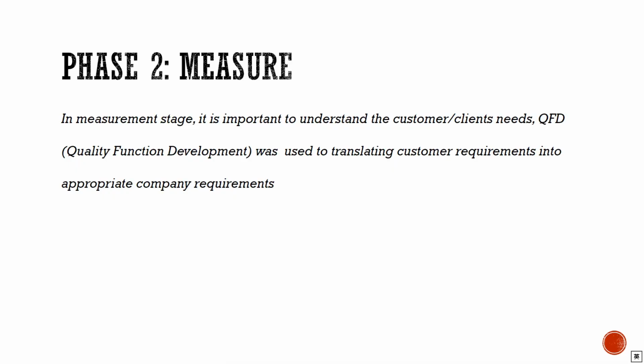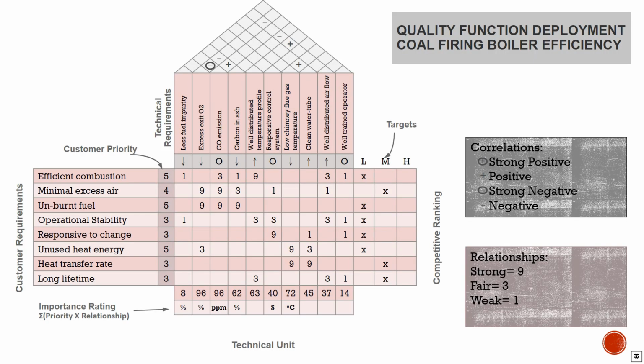So in the second phase, which is the measure, we are using the QFD diagram. We have listed the customer requirements, and on the roof there we can find out the technical requirements that we transfer to. For example, on the second line, we want to minimize the excess air, which doesn't take place in the reaction but is being heated up and emitted into the atmosphere, which is a waste of energy.